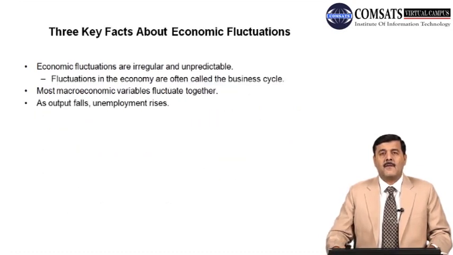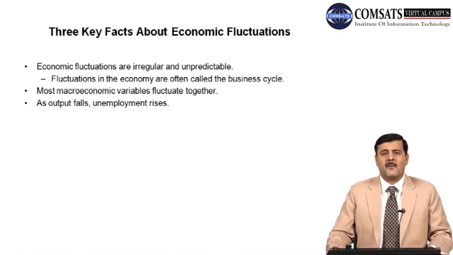Now there are three key facts that need to be explained about economic fluctuations. So these are very helpful, that can tell us about economic fluctuation in the short run in an economy. Like, first fact that we must know is that economic fluctuations are irregular and unpredictable. Second, macroeconomic variables fluctuate together.